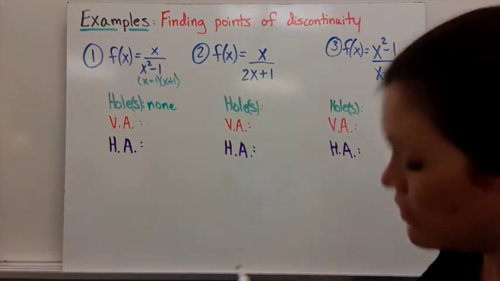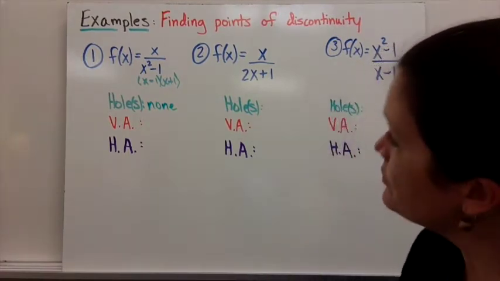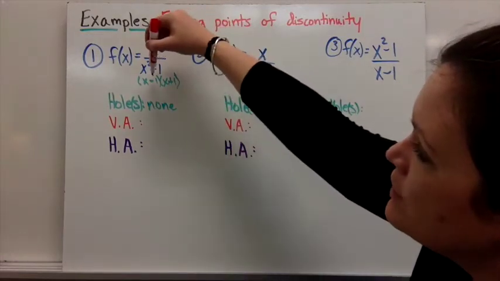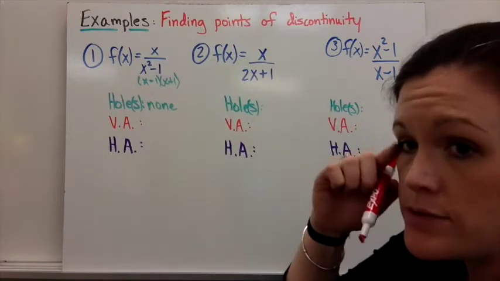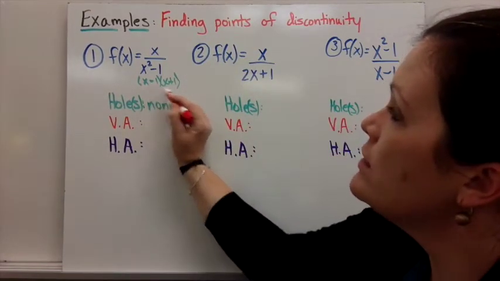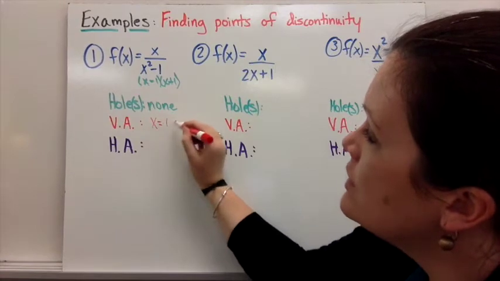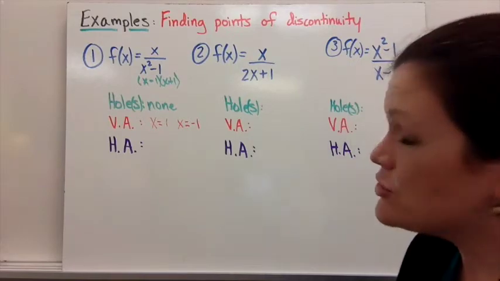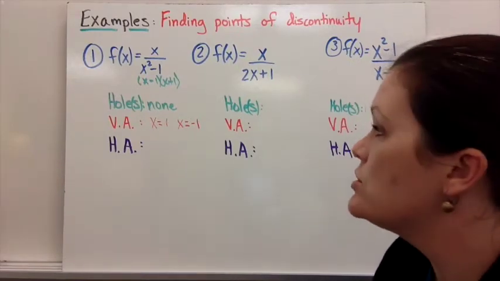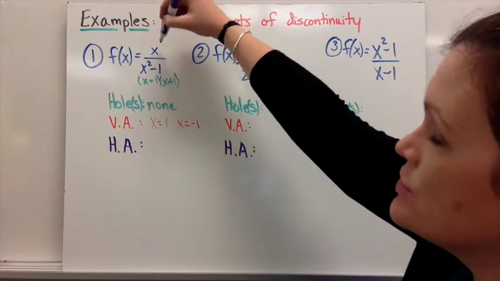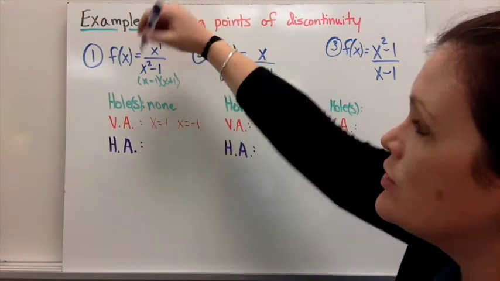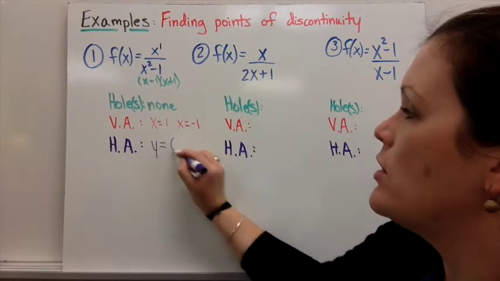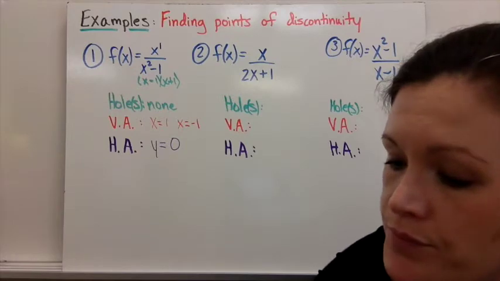So for the vertical asymptote, let me switch color. That one compares the denominator. What would make my denominator equal to 0 is going to be my vertical asymptote. So right here, if x equals 1 or x equals negative 1, I would have a vertical asymptote. Those are imaginary lines my graph will not touch. For horizontal, you just look at the degree. So the degree in the numerator is a 1 and the degree in the denominator is a 2. So if the degree in the denominator is larger, then it's automatically y equals 0 for the horizontal.